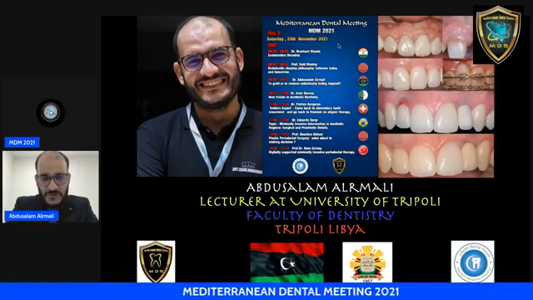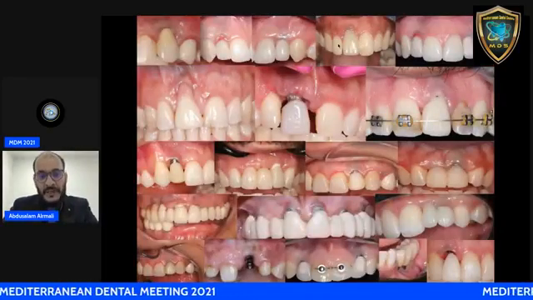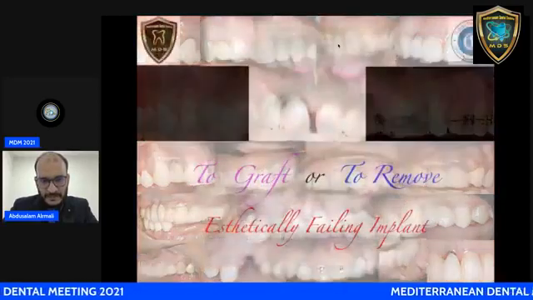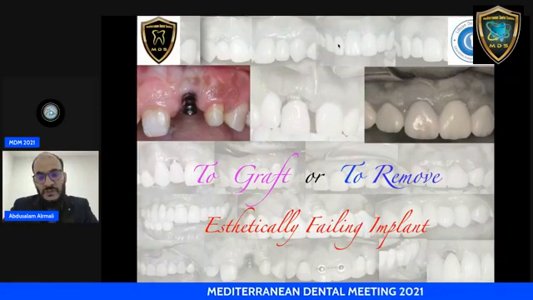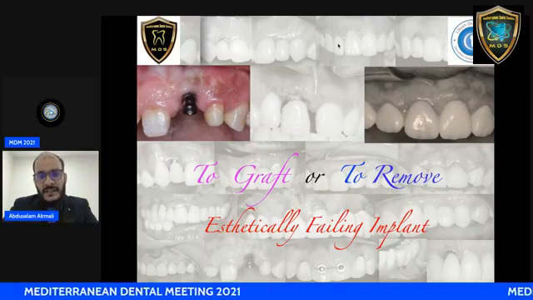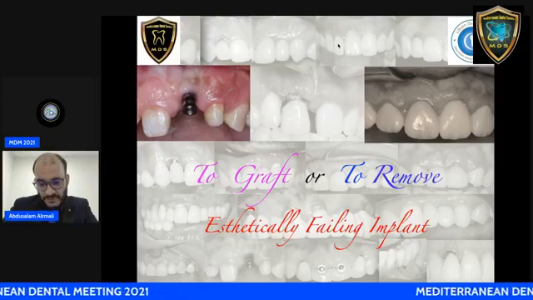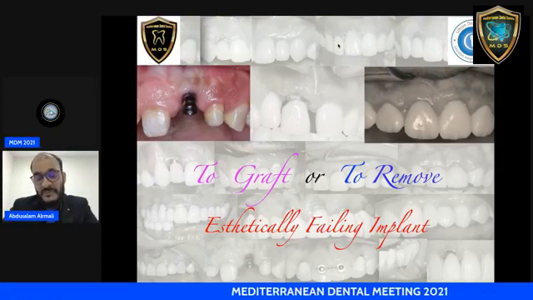My pleasure today to share with you my decision-making of treating peri-implant soft tissue recession, and in which cases we have to do a soft tissue graft and hide and treat this complication, and in other cases it is better to remove the implant and start from zero.